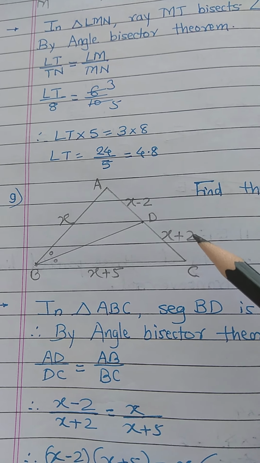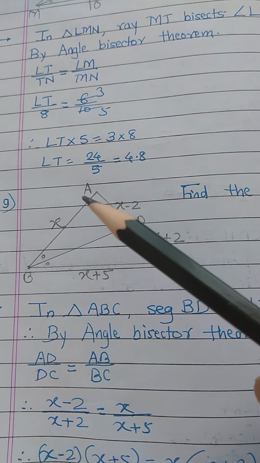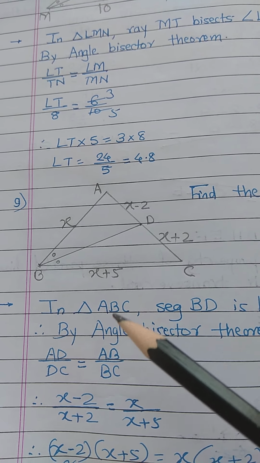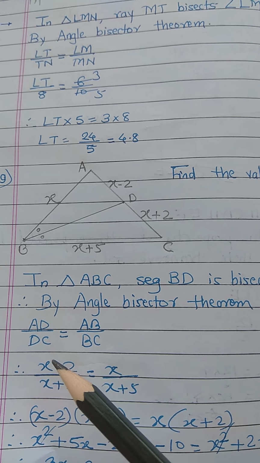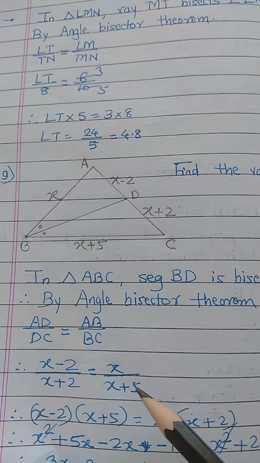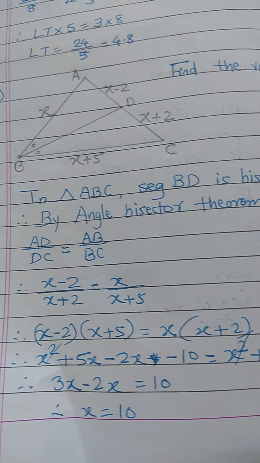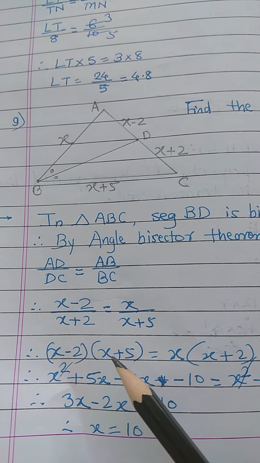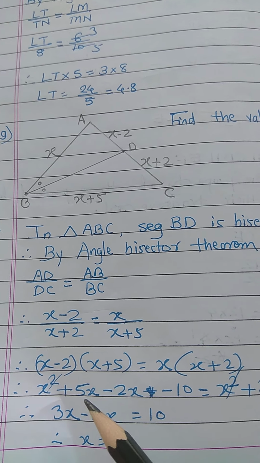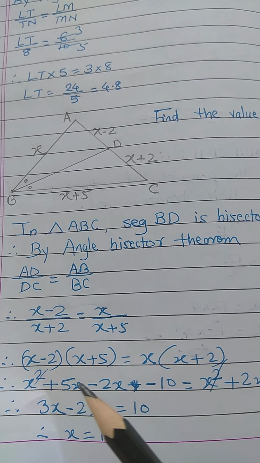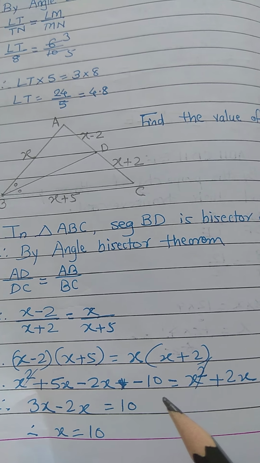X minus 2 upon X plus 2 should be equal to X upon X plus 5. Cross multiplication: X minus 2 into X plus 5 equal to X into X plus 2. Multiplying now, X into X will give you X square, X into 5 will give you 5X, minus 2 into X will give you minus 2X, minus 2 into 5 will give you minus 10 here.